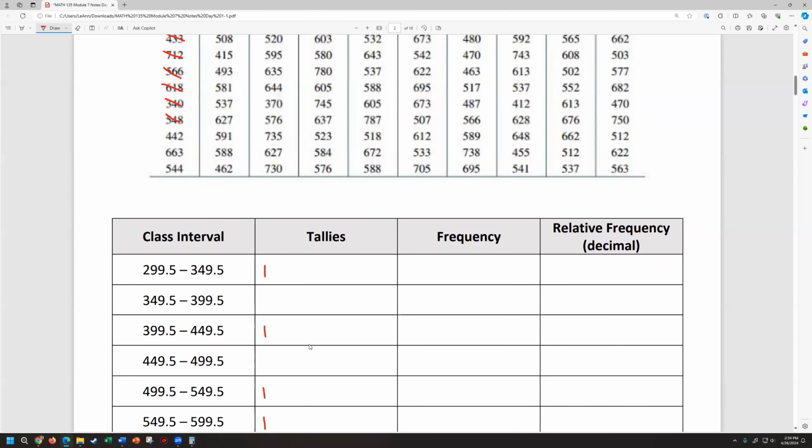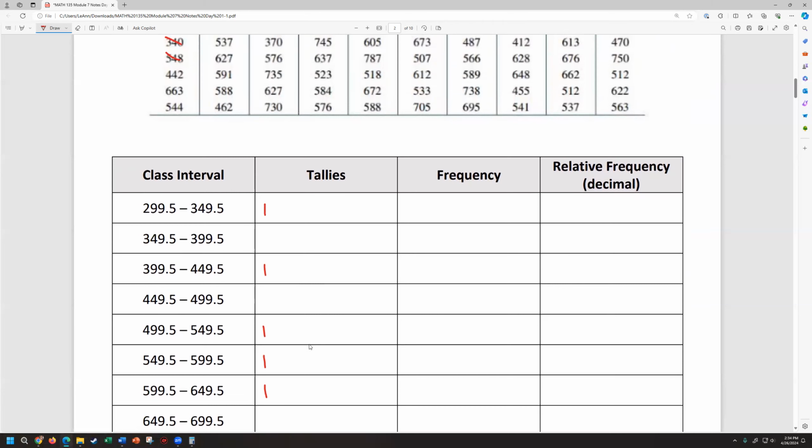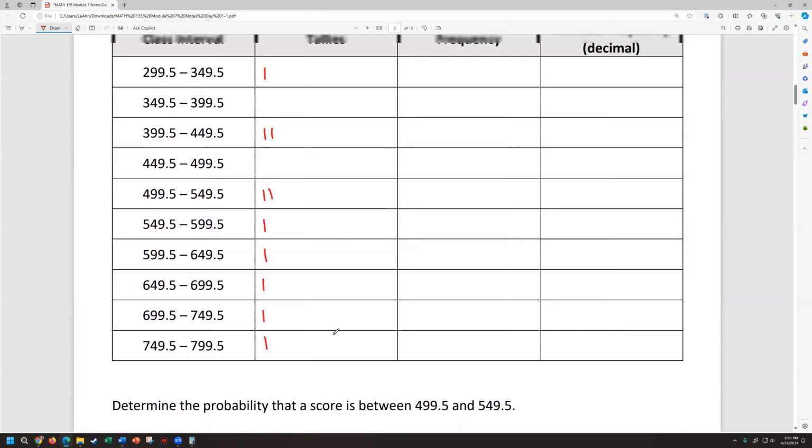And then 442 is going to be in the 399.5 to 449.5. 663 is going to be in the 649.5 to 699.5 range. And 544 is in the 499.5 to 549.5. And actually, I think you probably get the gist here.